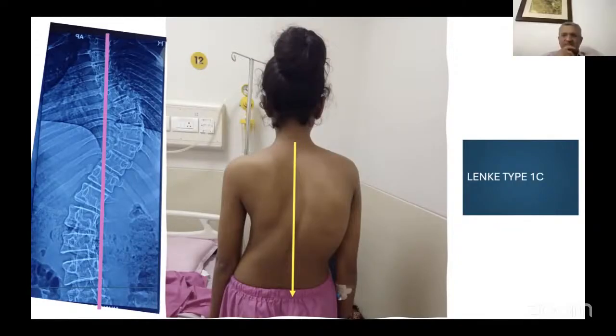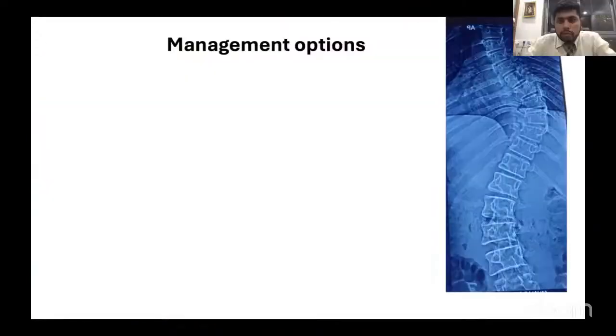Yeah, that's fine. So now again coming to the management options that we have. So in the faculty, how would you plan? It will be a STF or a non-selective fusion. So first to Ajoy sir.